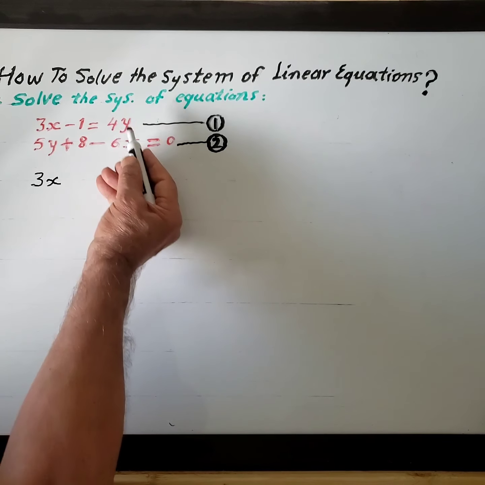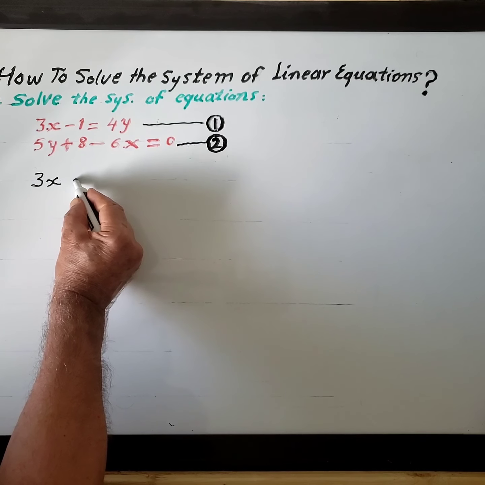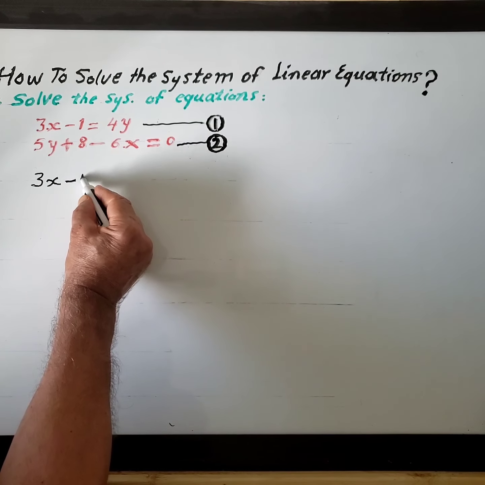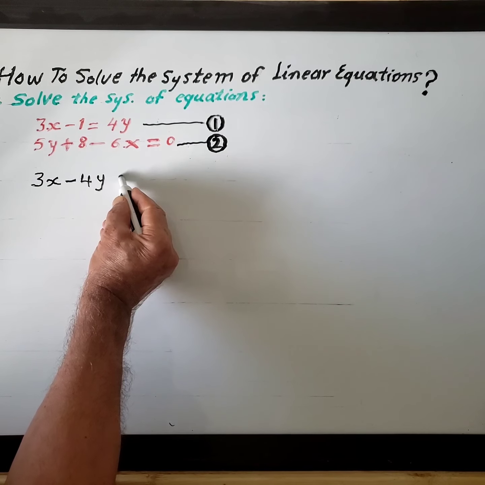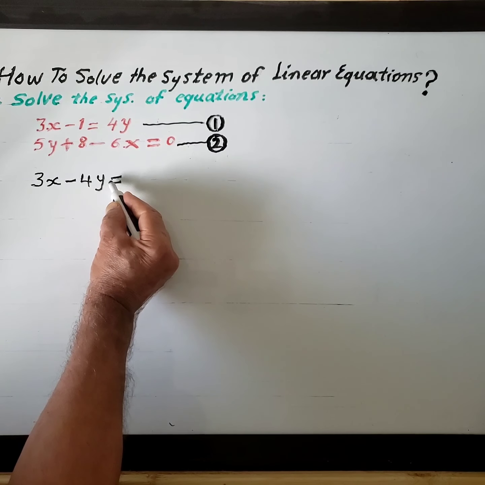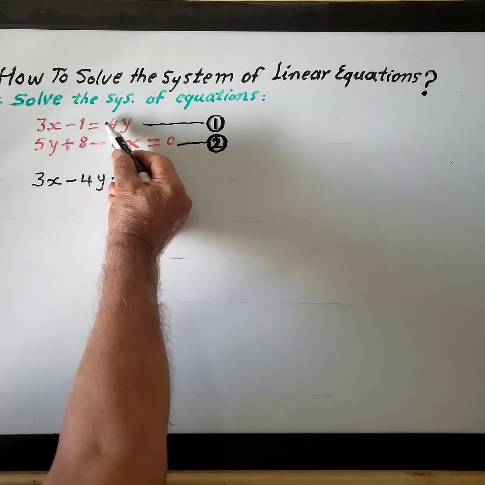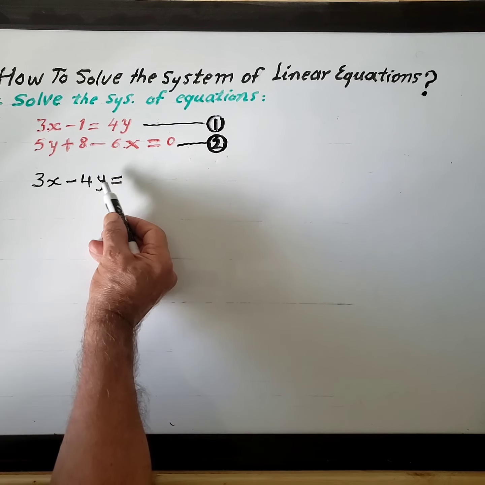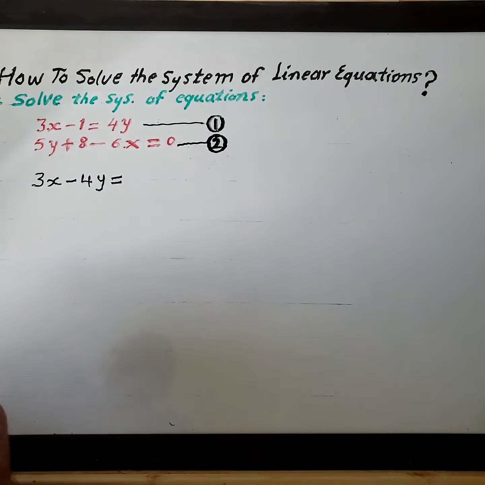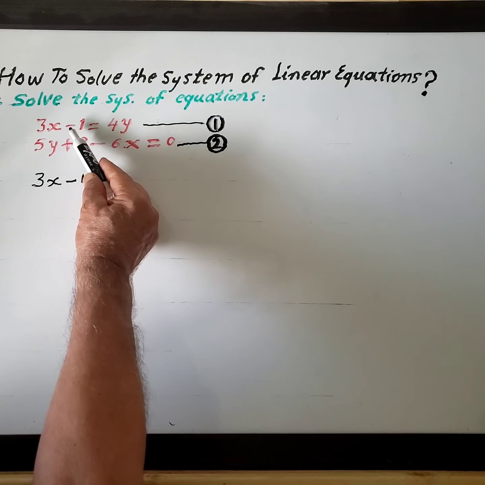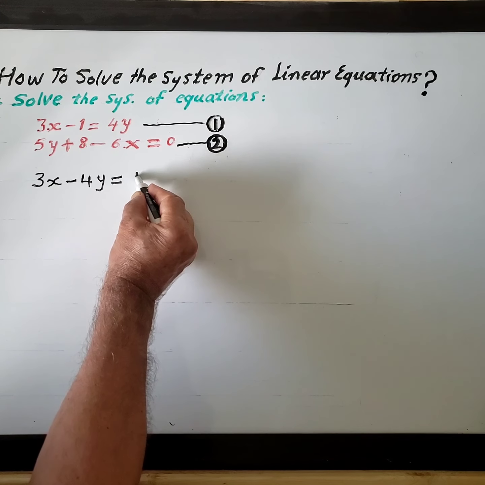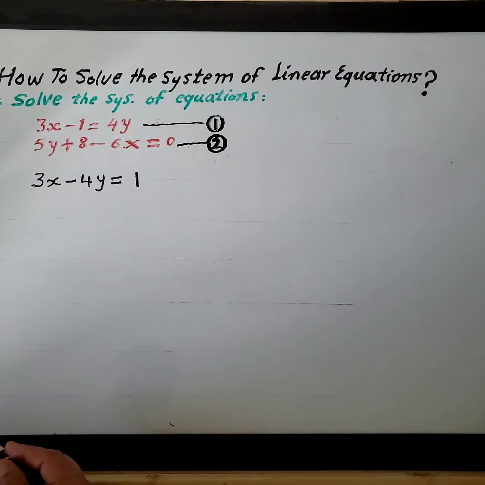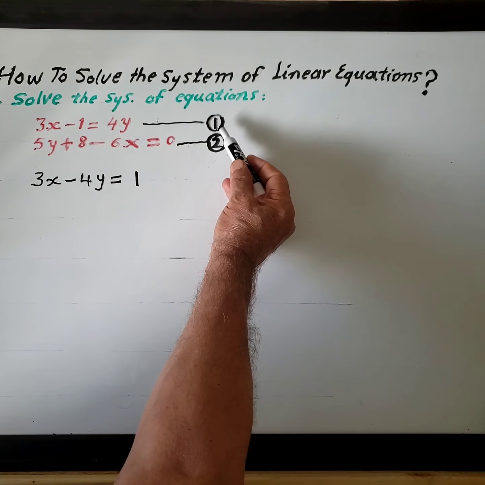here, 4y to move the other side will be a negative sign, because when we move any term from one side to the other side of the equation, we'll change the sign. The sign is positive. When it moves to the other side, it changes to negative. And same also the constant will be changed into +1, from -1 to +1. This is the first equation.